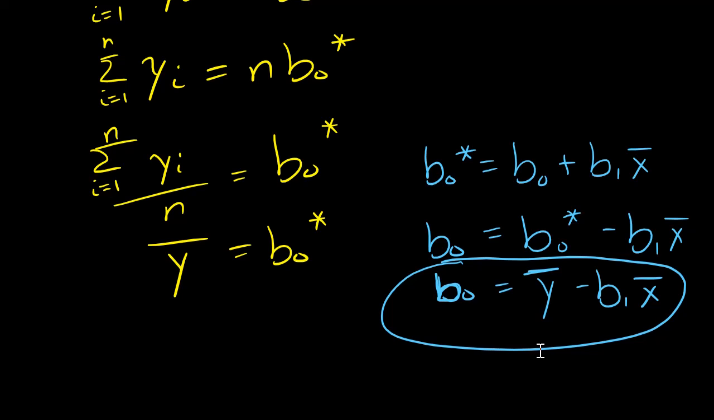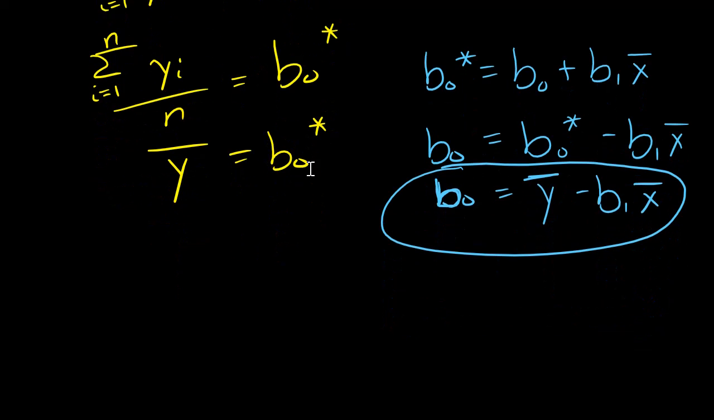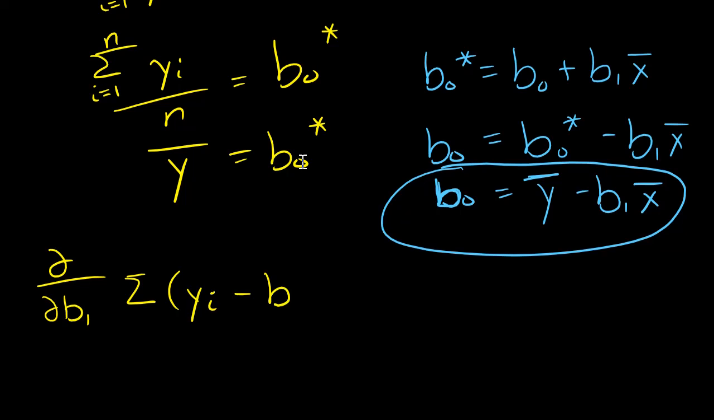Now notice it does depend on the estimator for beta 1, which is b1. So let's find that next. That's the next thing that we need to find. So I need to go back and figure out the partial derivative with regards to b1 of this sum of yi minus b naught star minus b1 times x sub i minus x bar, squared, and set it equal to 0.